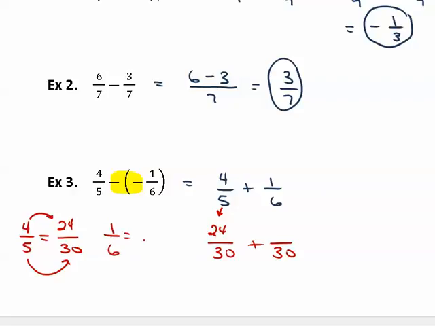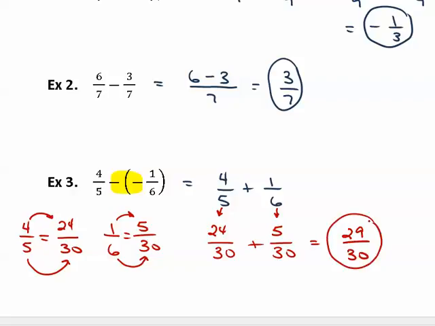Likewise, the 1/6. We want 30 as our denominator. So 6 goes into 30 5 times. Then we have to multiply the top 1 here that you see by 5, which is also 5. So 1/6 is equivalent to 5/30. So when we add 24/30 to 5/30, that's going to give us a total of 29/30. Once again, we keep the common denominator and we add the numerators. So 24 plus 5 is 29.